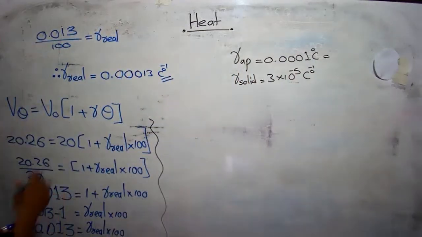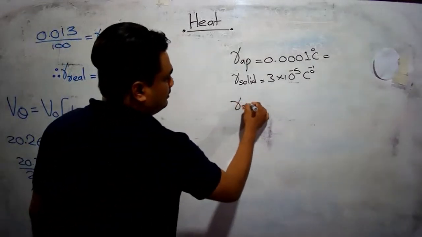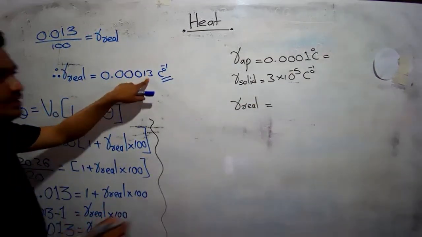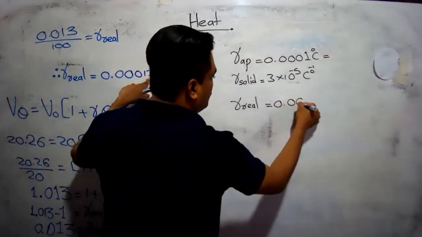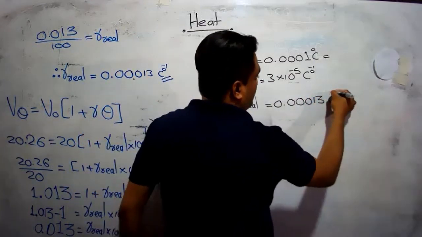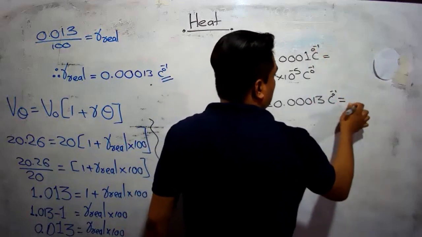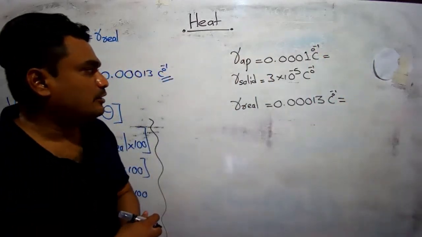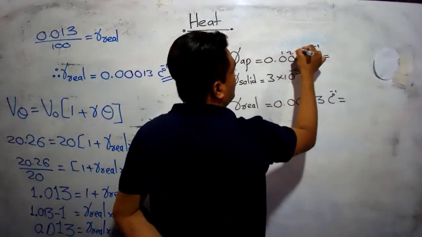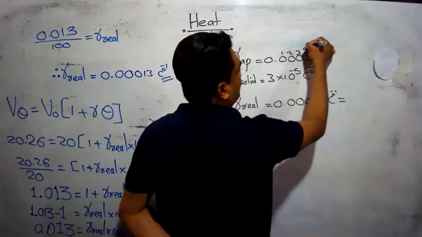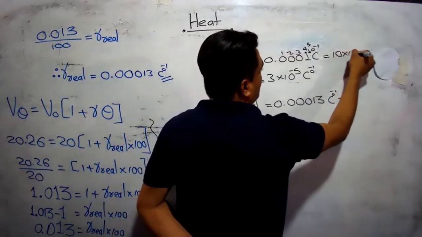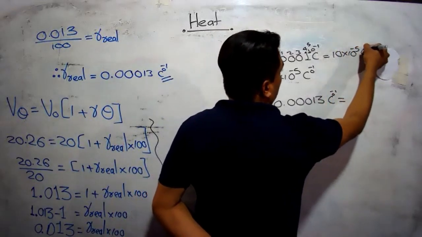Okay. What is gamma real? 3 zeros, then 1, 3. Am I right? 1, 2, 3, then 13 per degree Celsius. How can we write these values? I can write it like this. 1, 2, 3, 4. I can write 5 by adding a 0 here. Am I right? So this can be written as 10 into 10 to the power minus 5 per degree Celsius.